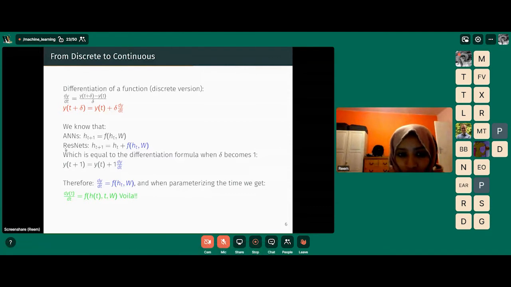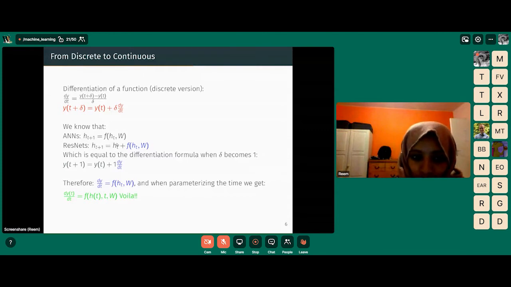Now we know that in artificial neural networks, the following state, which I will call h t plus 1, is equal to some function that is parameterized by the previous output and some weights, right? In the residual neural networks, the input for the following layer, h t plus 1, is not only equal to f of h t and some w's. No, we are also taking into account the same input to the function, which is h of t, okay?